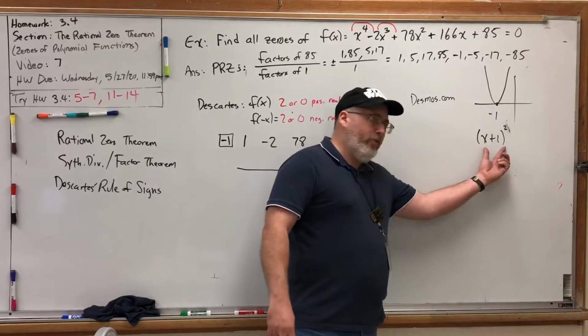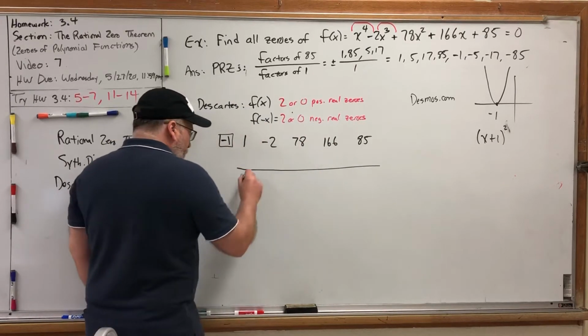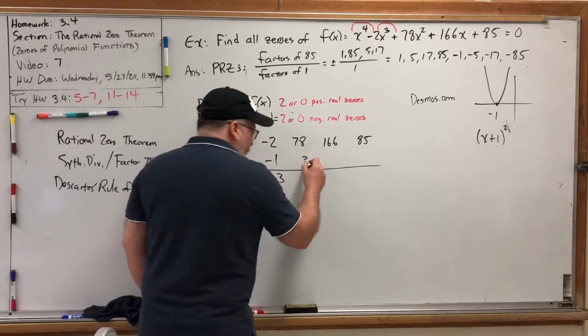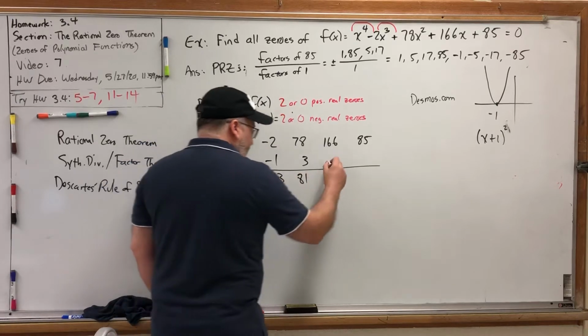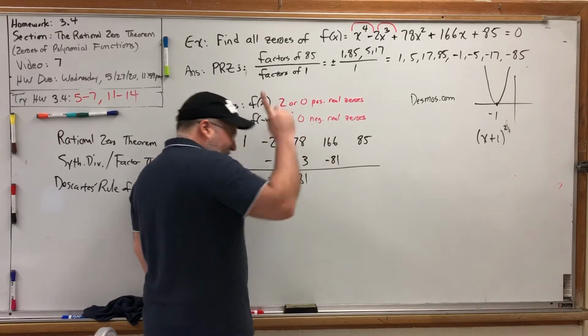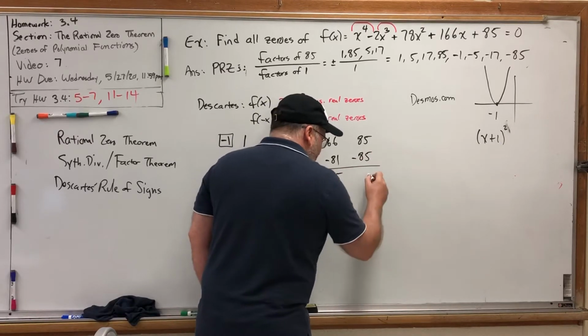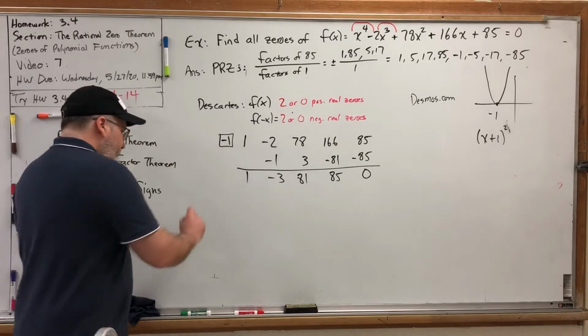It's also the 0 of this factor. All right, I'm just going to go through this. 1, multiply, add to get -3, multiply to get 3, add to get 81. This isn't looking promising. Multiply to get -81. I take that back. Add to get 85, multiply to get -85, and we get 0. Hooray!